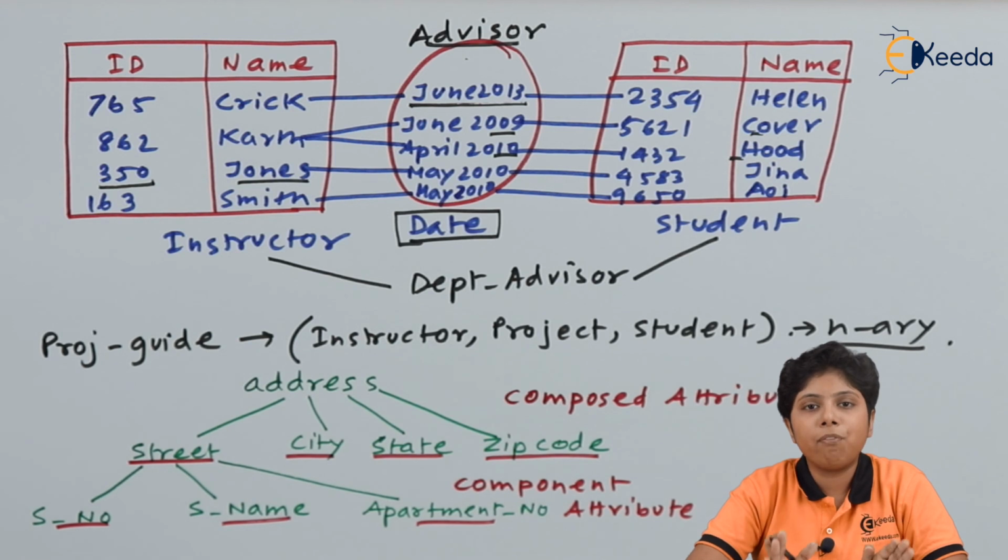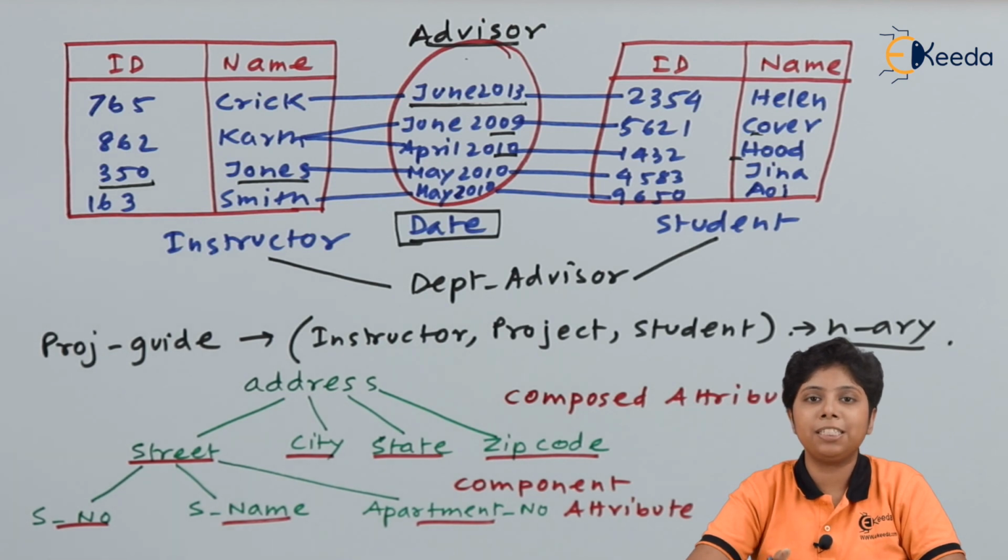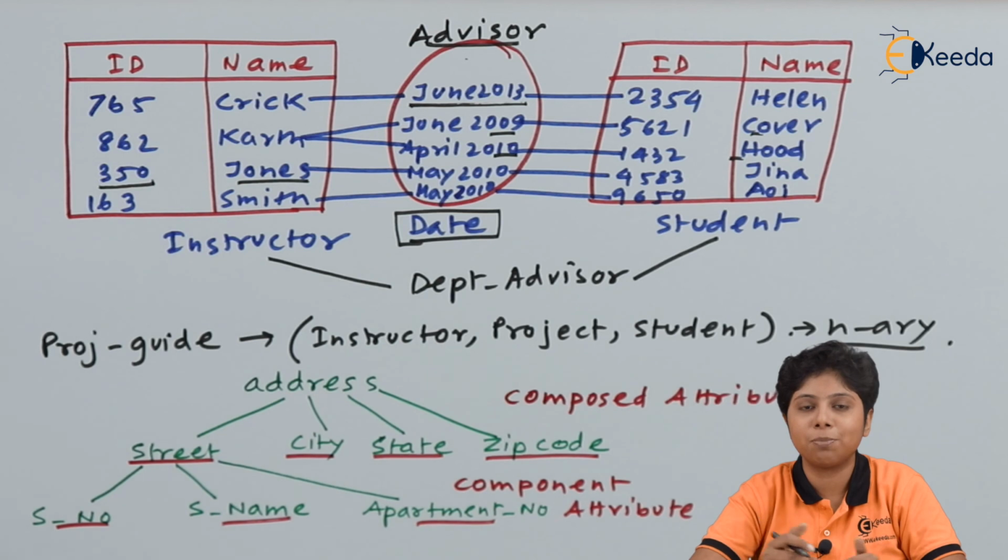So in this way, we can define all the parts of an entity relationship model, and after that we can build an ERD, or the entity relationship diagram, based on this model to form a conceptual schema of a database.